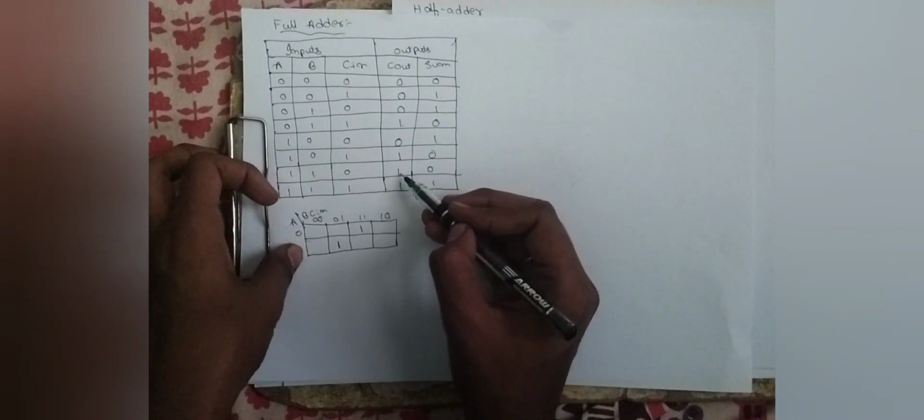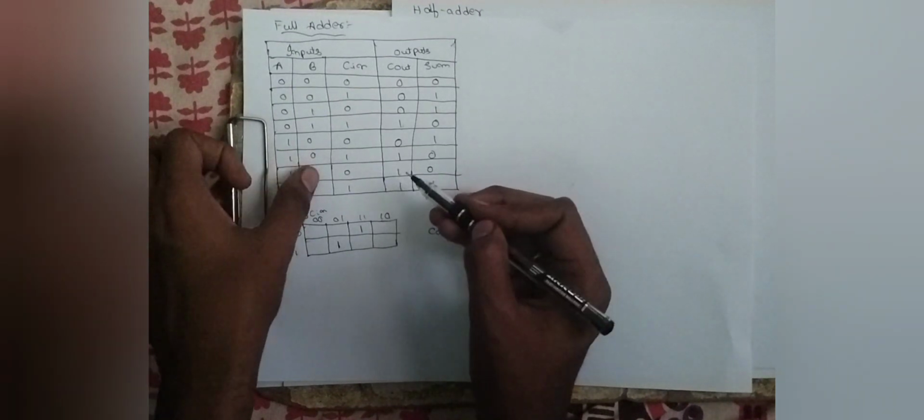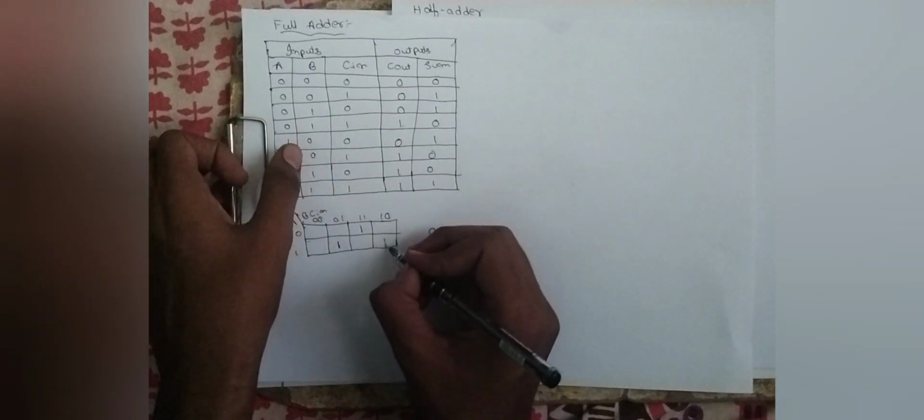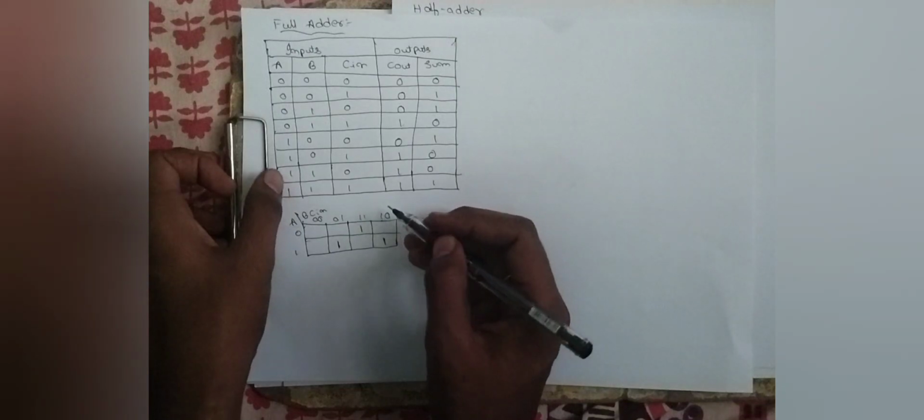Next, we will consider this. Here A is 1, B is 1, and C in is 0, so it becomes here. Lastly, the carry out is 1 for A 1, B 1, C in 1, so it comes here. So let us group according to the K-map rules. These two become a group, these two become a group, and these two become a group.